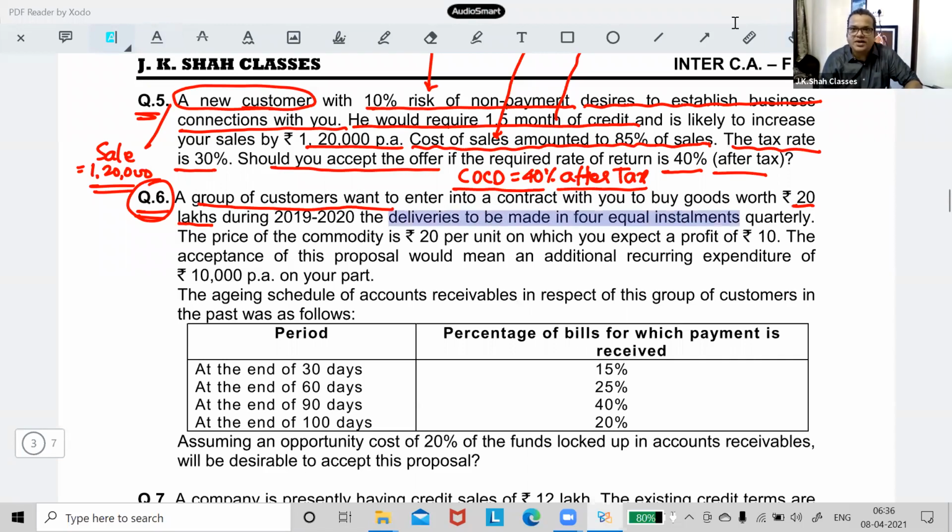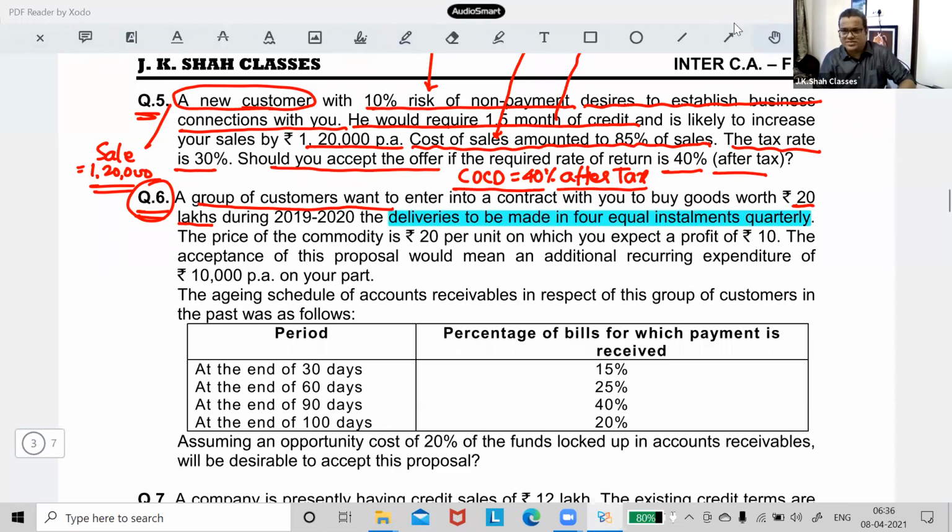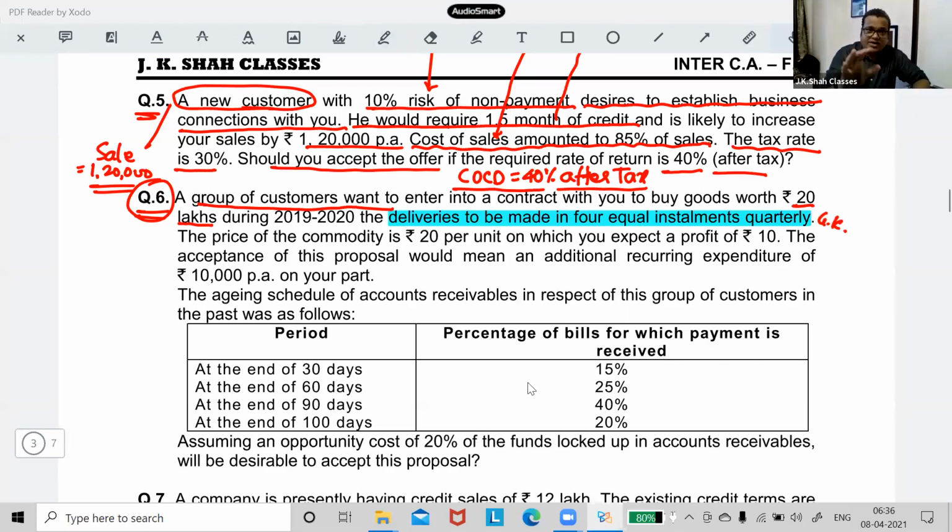The delivery is to be made in 4 equal installments quarterly. Okay, this is a general knowledge statement. You know what I mean. We are talking about what? We are talking about inventory management or receivable management. Receivable management. Everybody understands what I say.